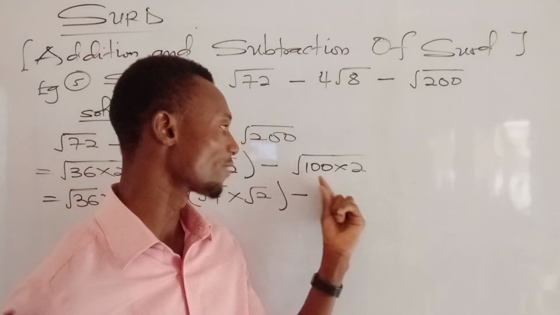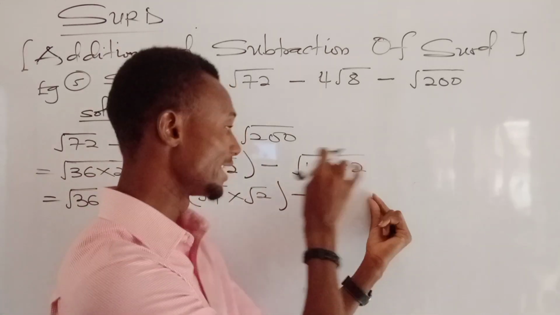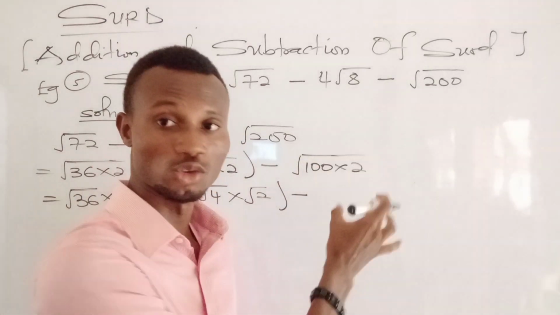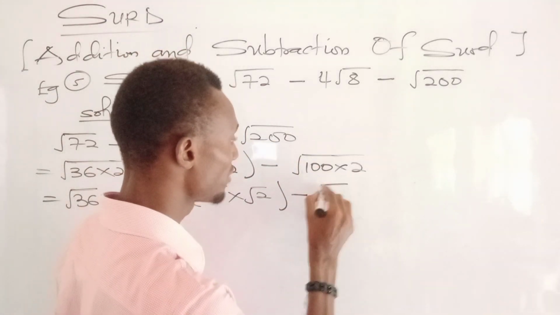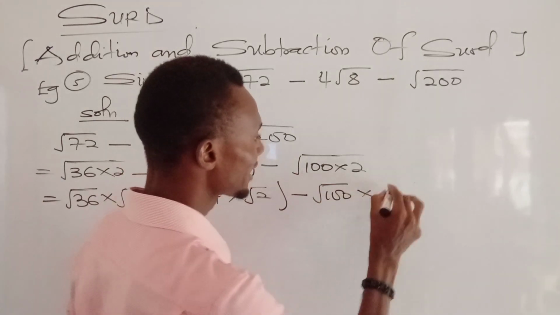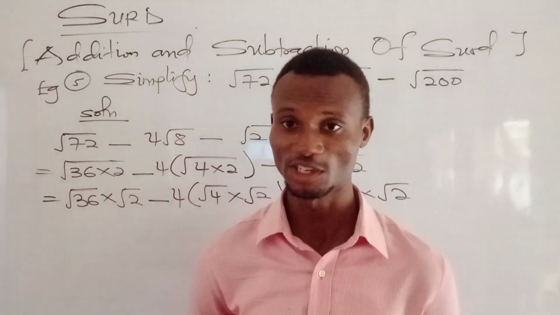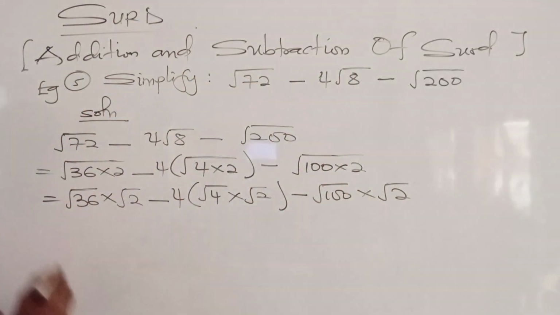Now the square root of 100 times 2 also, we know that the square root sign affects everything down there. So the square root affects the 100 and also affects the 2. So we can write it as square root of 100 times square root of 2. I hope you understand up to this point. Now let's go ahead and simplify further.